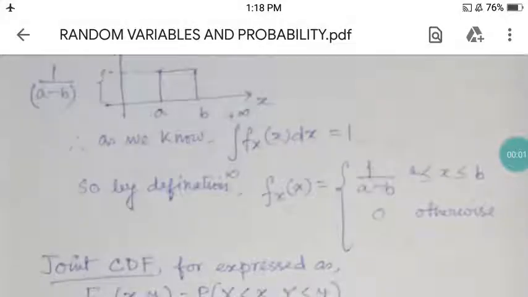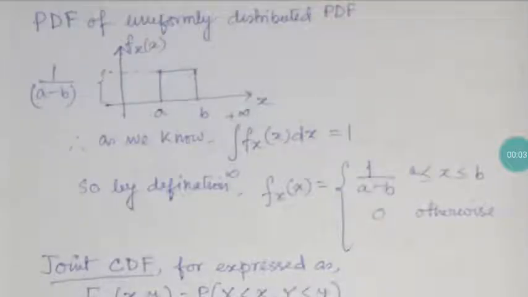So, hi friend, today we are attending the class number 5. It is dependent on the probability distribution function, the density function, and the CDF. We are discussing probability and random variables. In today's class, we cover the PDF of a uniformly distributed variable.